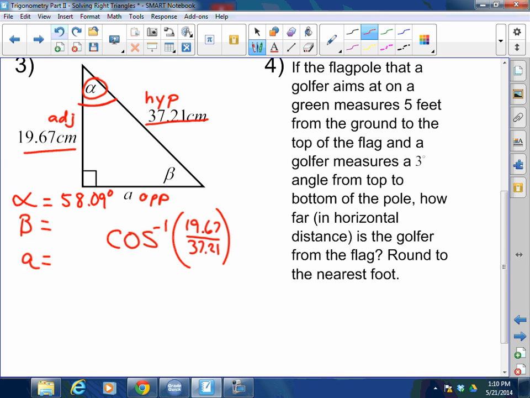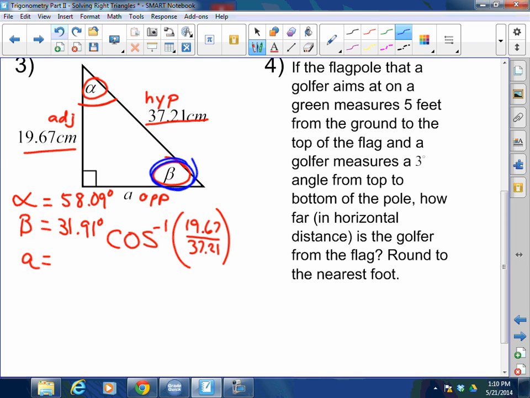That equals 58.09 degrees. Now, do I have to do the inverse again to find B? No. Go 180 minus 90 minus 58.09. And that equals 31.91. Just to prove it, let's just prove it, okay?